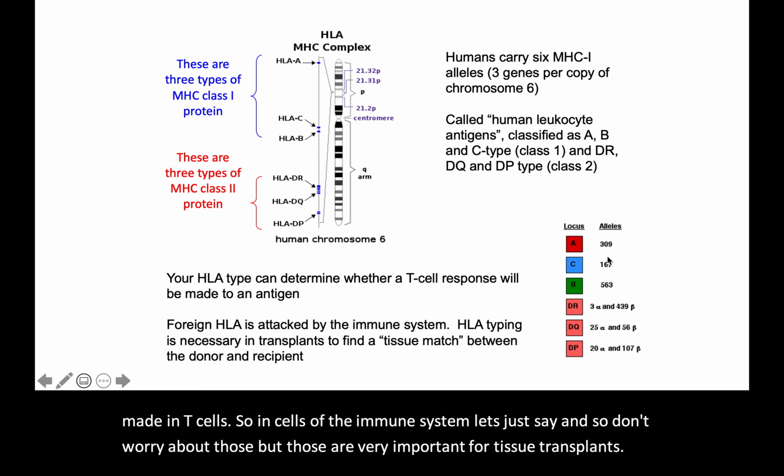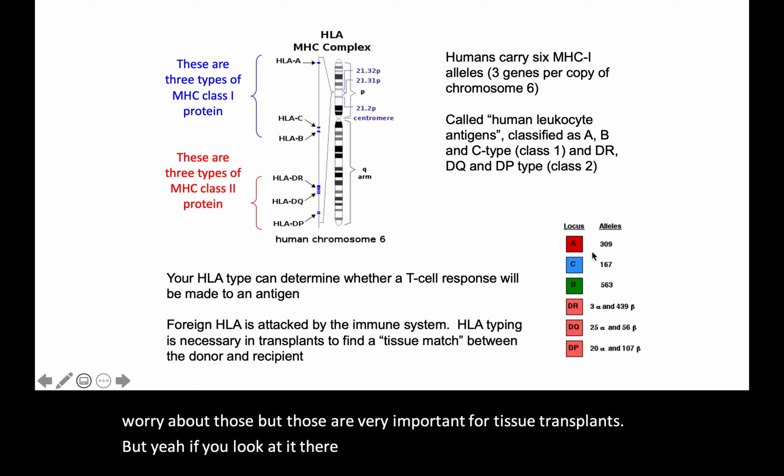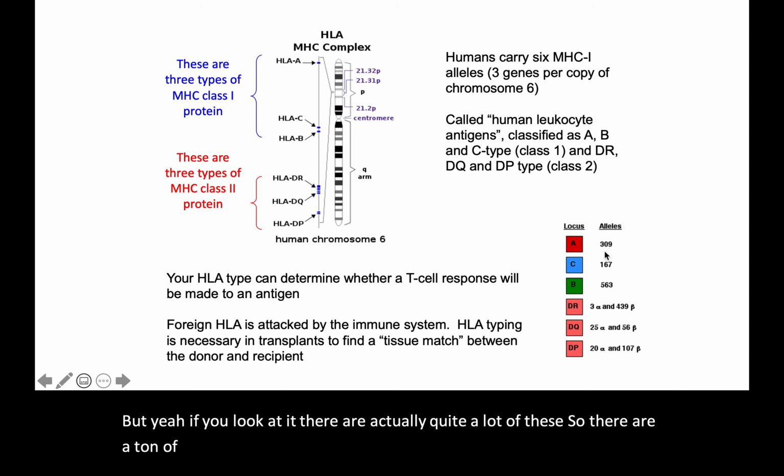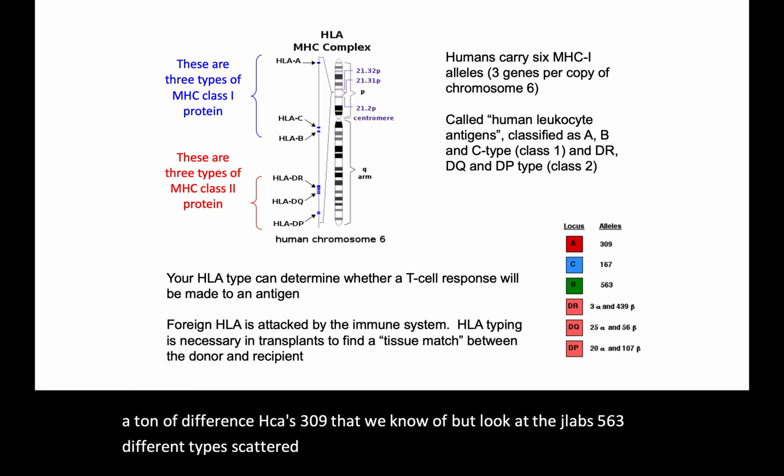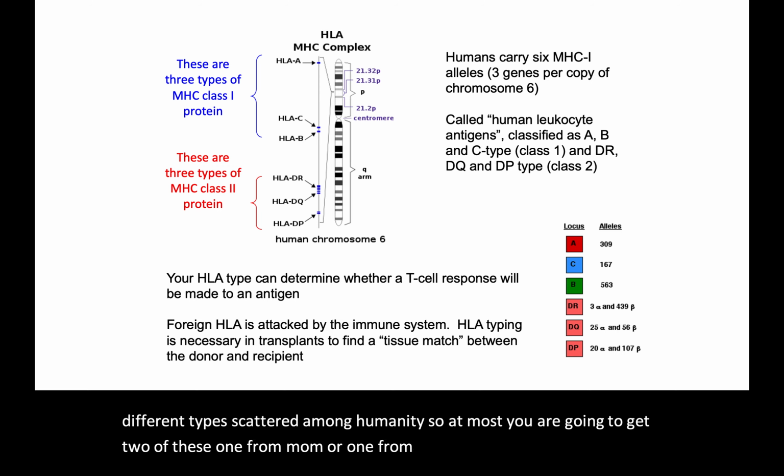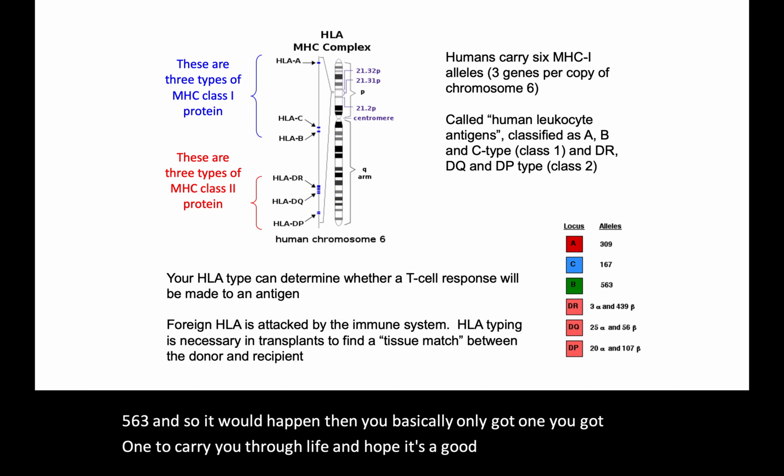But if you look at it, there are actually quite a lot of these. So there are a ton of different HLA-As, 309 that we know of. But look at the HLA-Bs, 563 different types scattered among humanity. So at most, you're going to get 2 of these, one from mom and one from dad. But if the luck of the draw says that your mom and dad just happen to have the same one out of 563, then you basically only got one. You got one to carry you through life. And hope it's a good one. Hope it really works out for you.